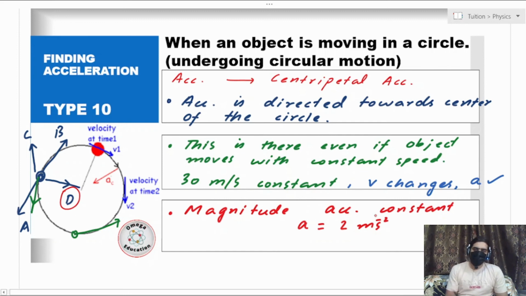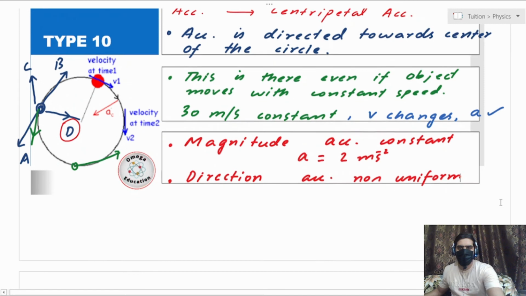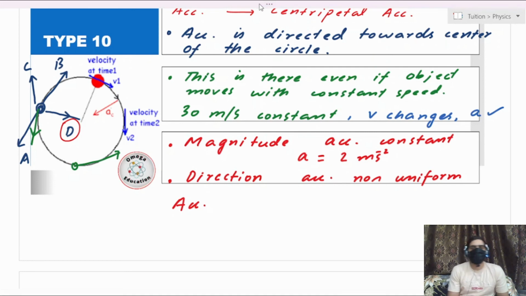Now in terms of the magnitude, it will remain 2 meters per second square, but in terms of direction, the acceleration would be different, so not constant. You can say non-uniform, not constant, changing, variable, use any word. Non-uniform. Since acceleration, being a vector quantity, takes account of magnitude as well as direction.